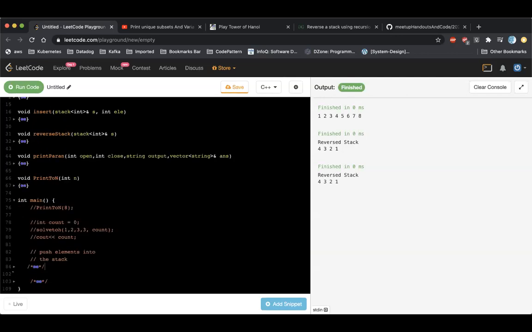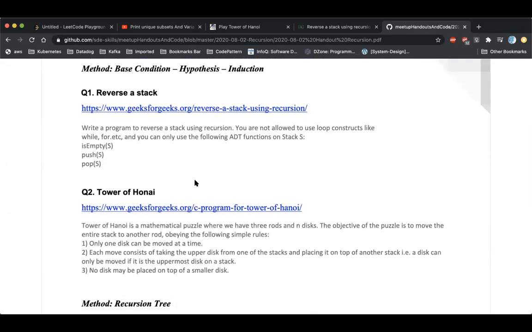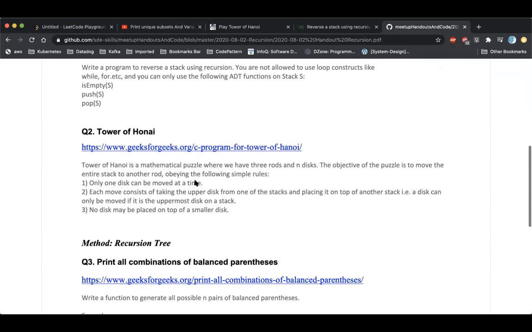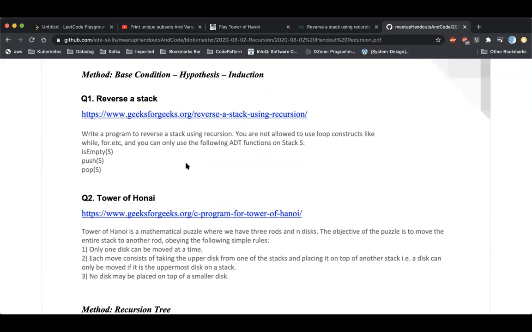Okay. So maybe we can move on to the Tower of Hanoi. I believe this is quite a famous problem. We could try to solve this problem also using the same approach, the hypothesis induction method. A little variation, but again following the same thing. You solve it, you have a hypothesis, and then use that to solve the problem.